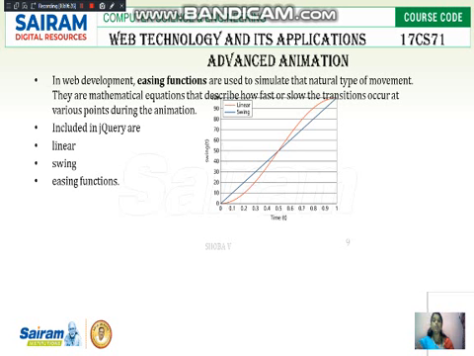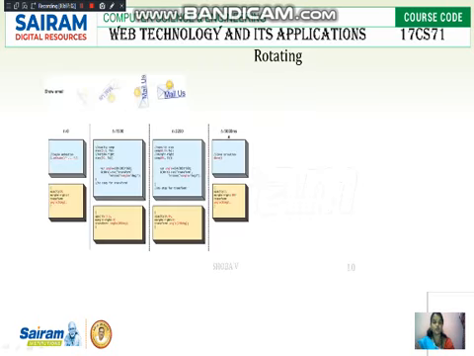So in this advanced animation, what we have to see is you can simulate the natural type of movement, and those movements have some mathematical equation to describe how fast or slow the transitions occur at various points during the animation. The linear and swing easing functions, which are included in jQuery, are the basic foundation to learn how to describe how fast or slow the transition occurs. And this red color shows the linear, and the blue color shows swing. These are the advanced animation concepts.